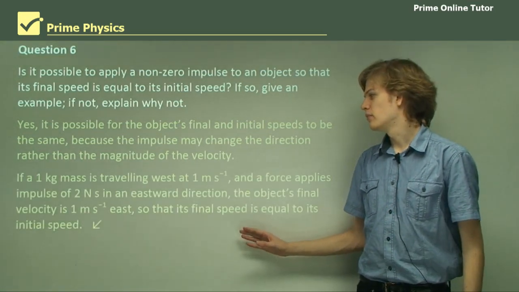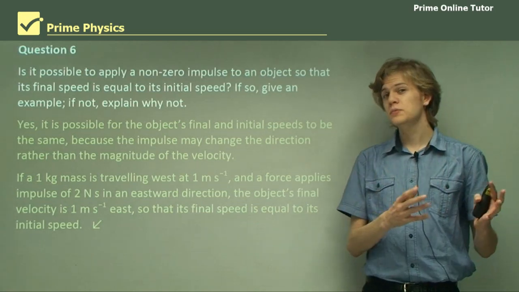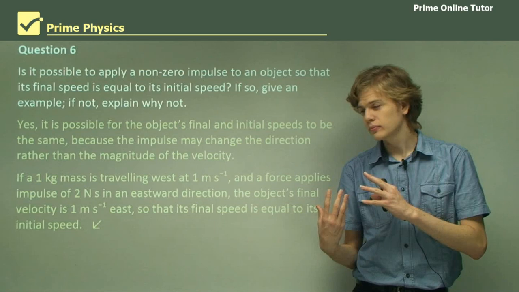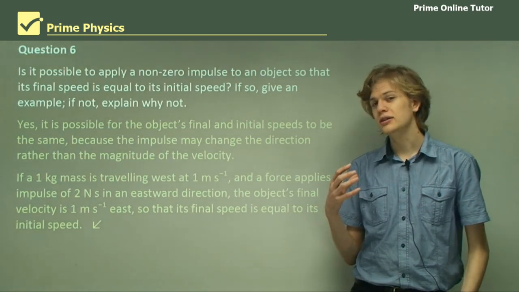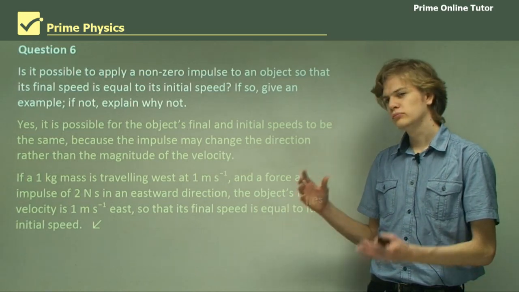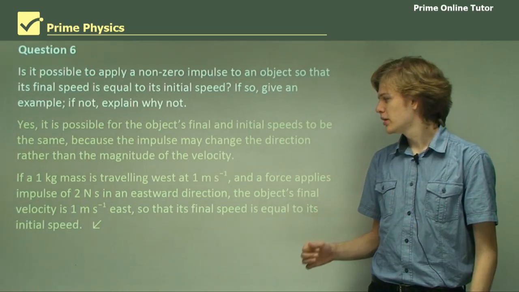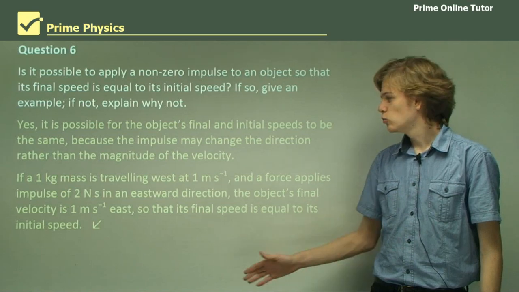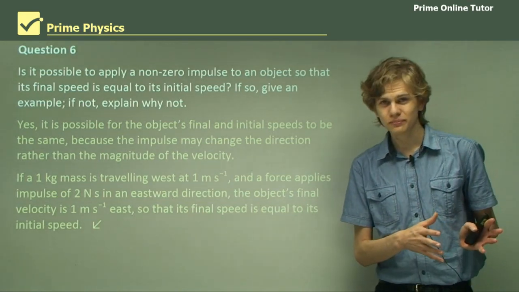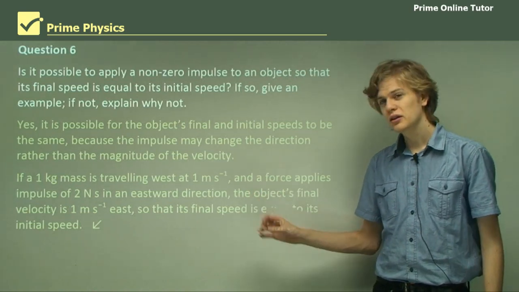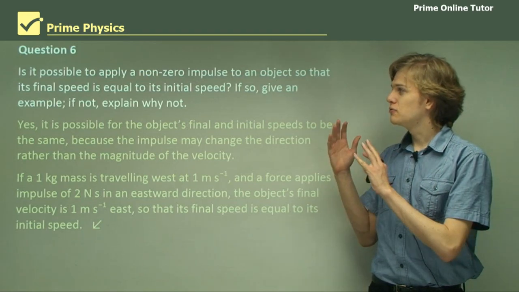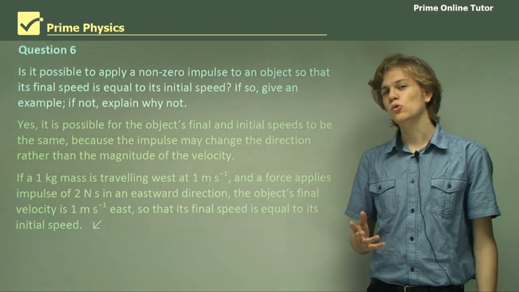For example, a 1 kilogram mass is traveling west at 1 meter per second, and a force applies backwards and produces a change in momentum of 2 kilogram meters per second. Then the final speed will be 1 meter per second. It'll be in the opposite direction, but it will be the same speed. So it is possible to apply an impulse and have the final and initial speeds be of equal magnitude.